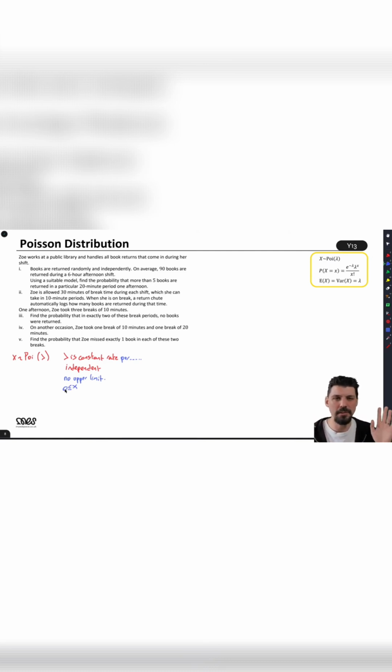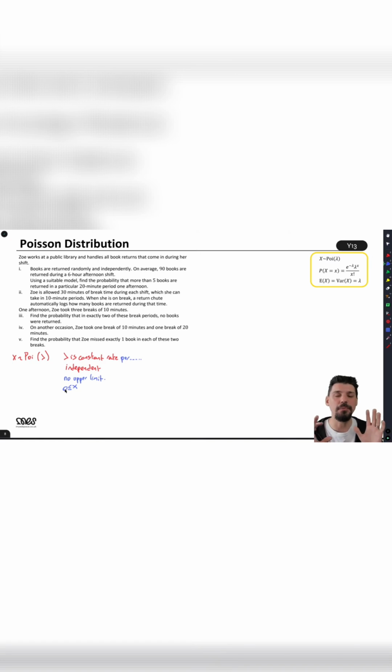So if we read this thing about Zoe, she's in a public library and the books get returned. They're returned randomly, independently. On average, 90 books are returned during a 6-hour afternoon shift. But that doesn't mean we're looking at 90 books and they might get returned, they might not. No, it's just books get returned. There could be zero, there could be one, there could be two, there could be 90, it could be 120 books get returned during a 6-hour shift. The key thing is, on average, it comes out as about 90.